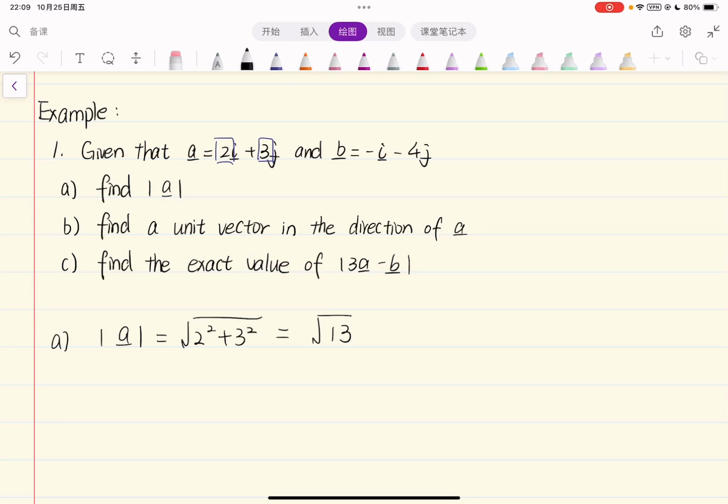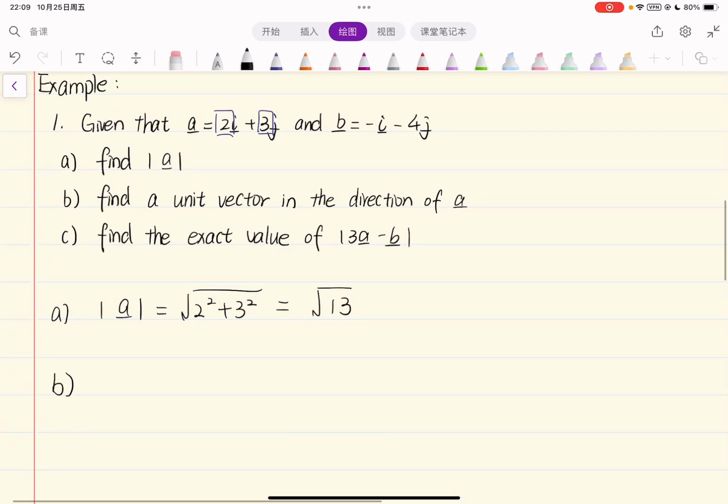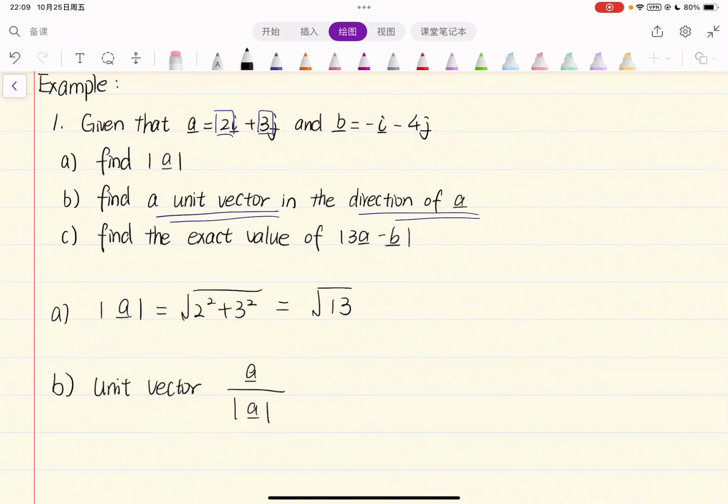For part B, it asks you to find the unit vector in the direction of A. So use the formula that the unit vector in the direction of A is A over the magnitude of A. So we have 2i plus 3j over the square root of 13. So we have 1 over the square root of 13 times 2i plus 3j.